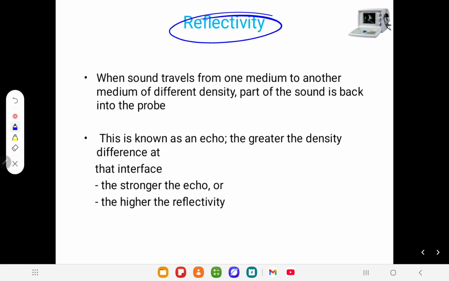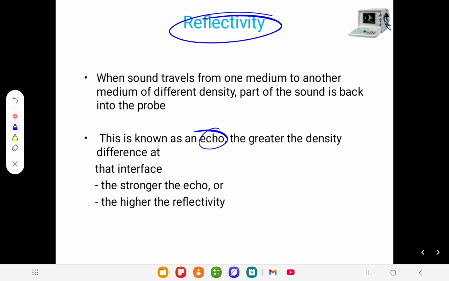So reflectivity. Now we move to a few important terms. What is reflectivity? The sound travels from one medium to another medium of different density. The part of the sound that comes back into the probe is called reflectivity. So it is known as an echo, isn't it? You have all heard about echo. Your own echo, isn't it?